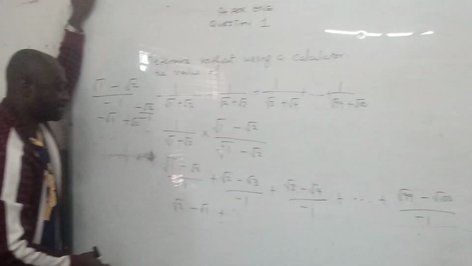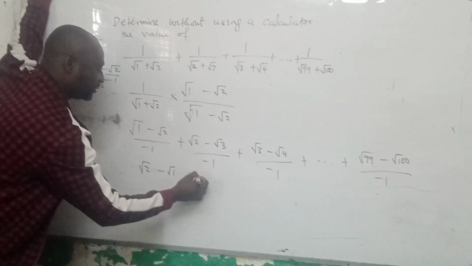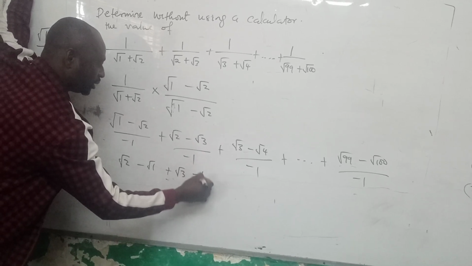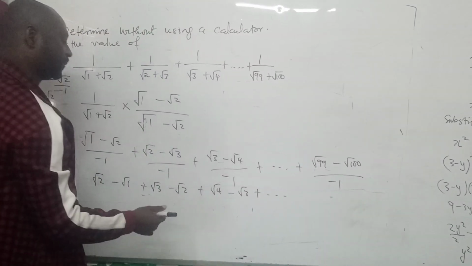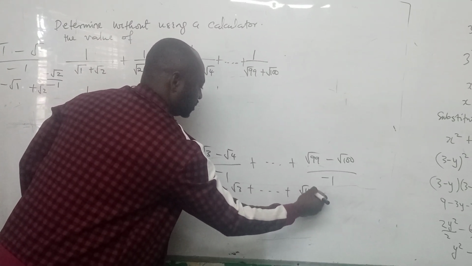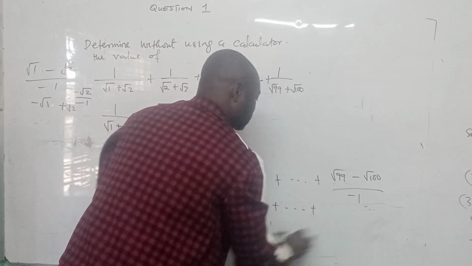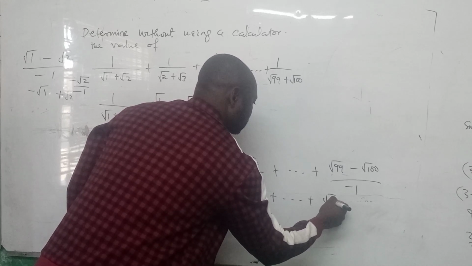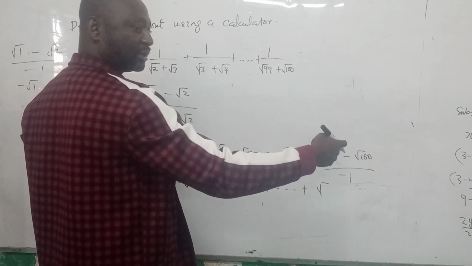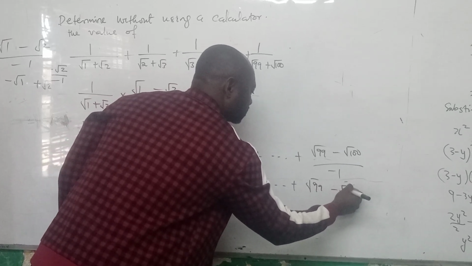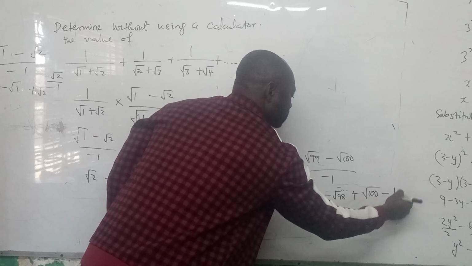Plus, I'm taking out the minus 1 so that I can cancel the terms. What will I have here? Root 3 minus root 2, plus root 4 minus root 3, plus dot dot dot, we don't know, right? Plus root 100 minus root 99. Or let me put two terms here. Let me say root 98 minus root 97, root 99 minus root 98, like that, because that will be another term before I go to 100, plus root 100 minus root 99.